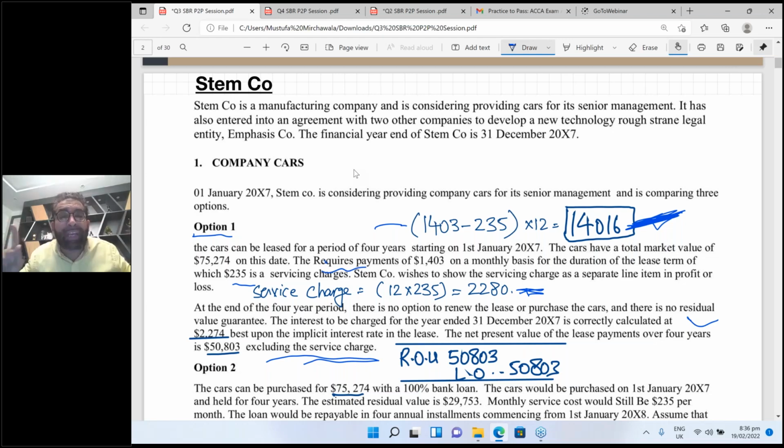So active students, please. The total rentals, the total amount we are paying, is 14016. And out of this total amount, how much is the interest? 2274. So if you subtract 2274 from 14016, you will calculate the pure principal repayment, the reduction in your lease liability during the year. Okay, so this is how it works.